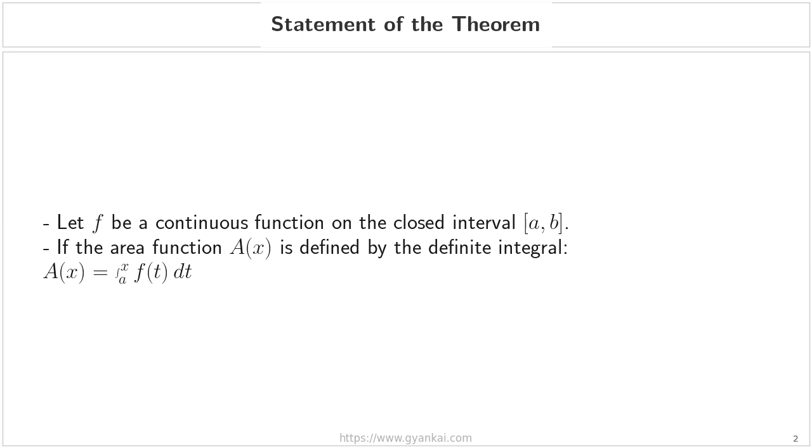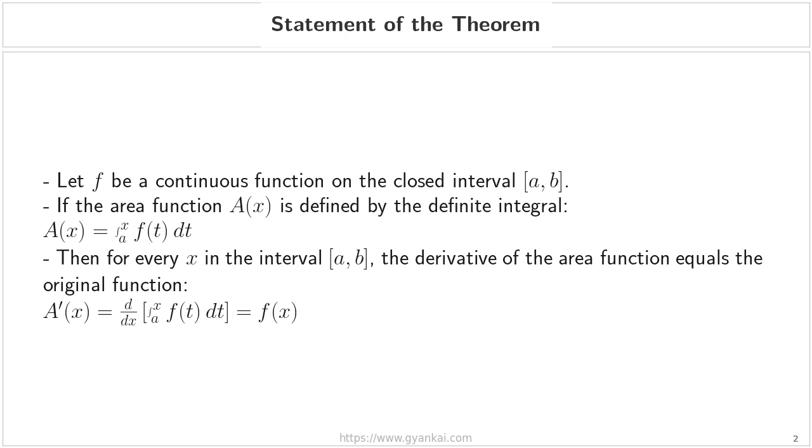Next, we revisit the area function, which we called A of x in the previous slide. It's defined by a definite integral. This integral is written as the integral from a to x of f of t with respect to t, and it represents the area under the curve of f from the fixed point a up to a variable point x.